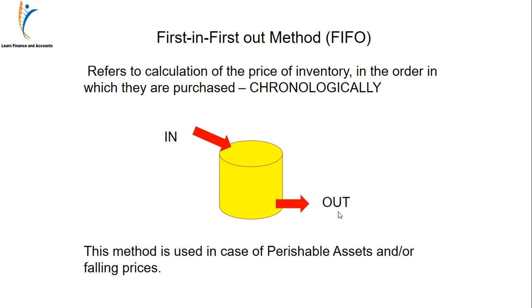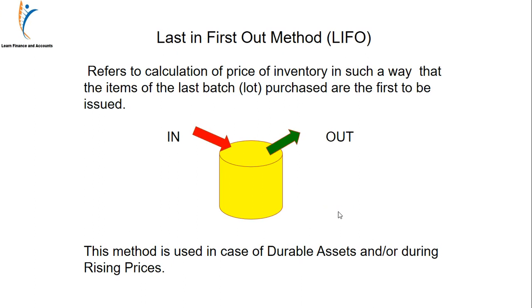So this is the basic crux of this first in first out method. Then we come to the second method, which is last in first out method. This is also known as LIFO. So this refers to calculation of the price of inventory in such a way that the items of the last batch or lot purchased are to be issued first.